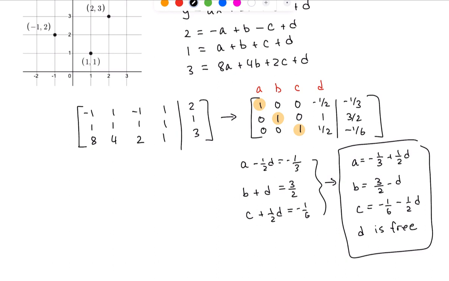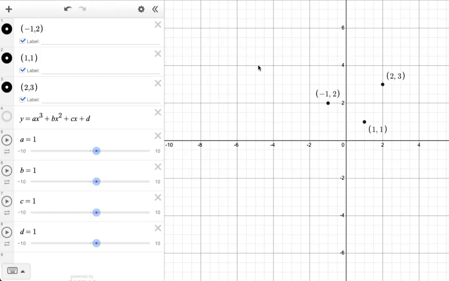And in Desmos, let's see what this looks like. So this time I only have the 3 points. I type in the general form of a cubic function here. I am unable to specify exactly what these constants should be. In fact, I have to leave D free. So I'm going to leave D as a slider, but I will express A, B, and C in terms of D, just as we did in our work.